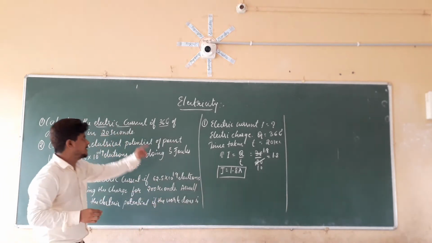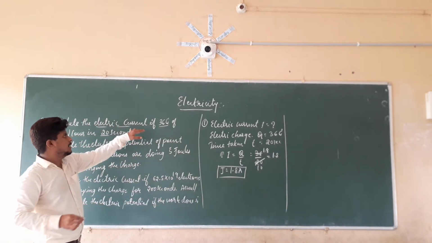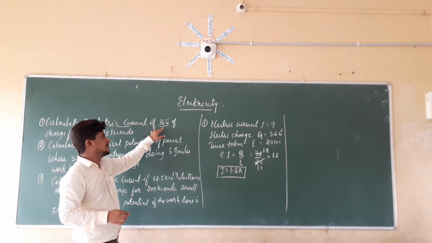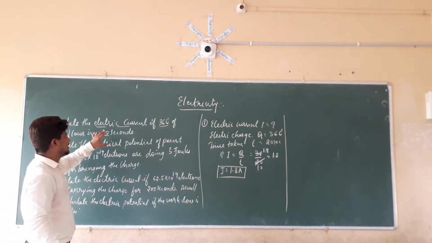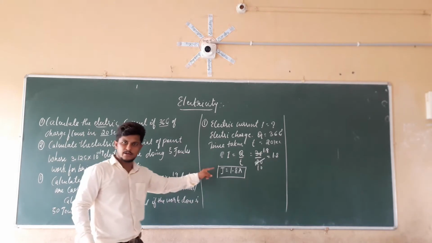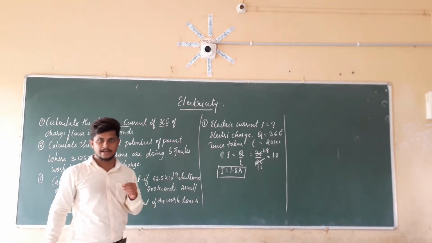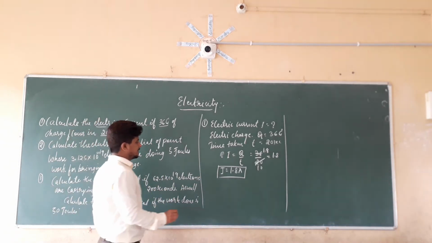The charge of 36 coulomb flows for 20 seconds. That means the electric current through that conductor is equal to 1.8 amperes. So this is the answer for the first question.